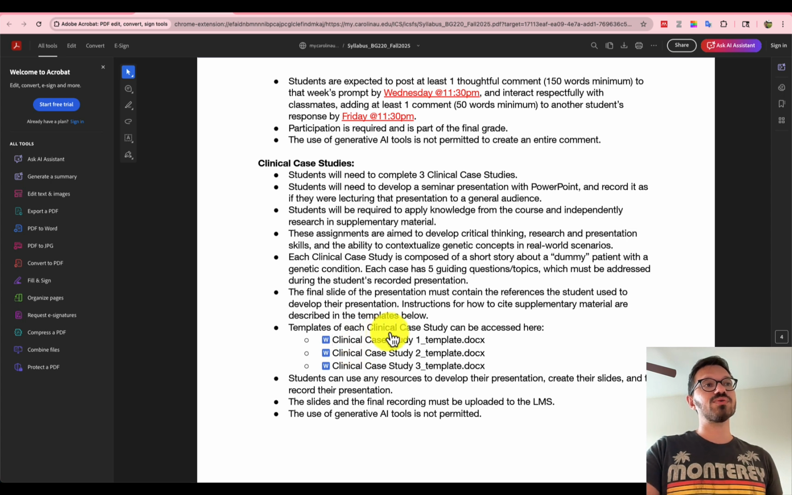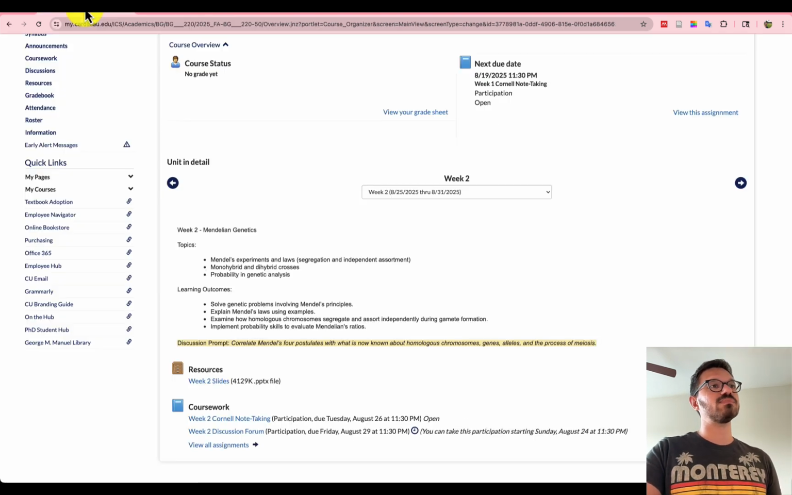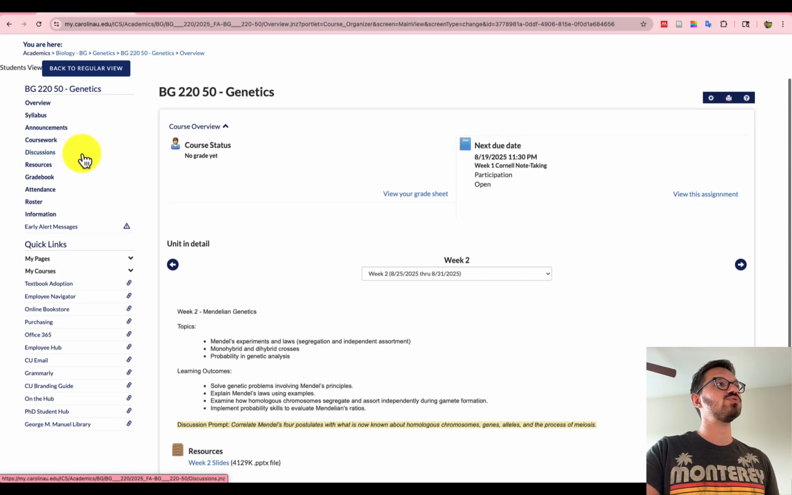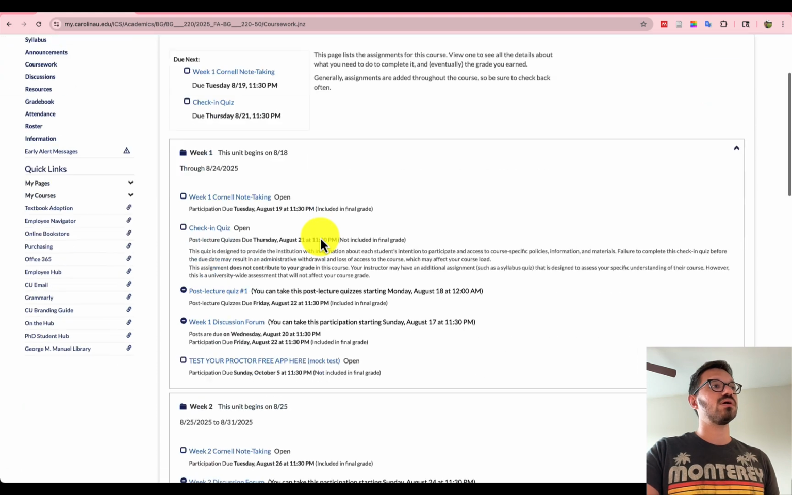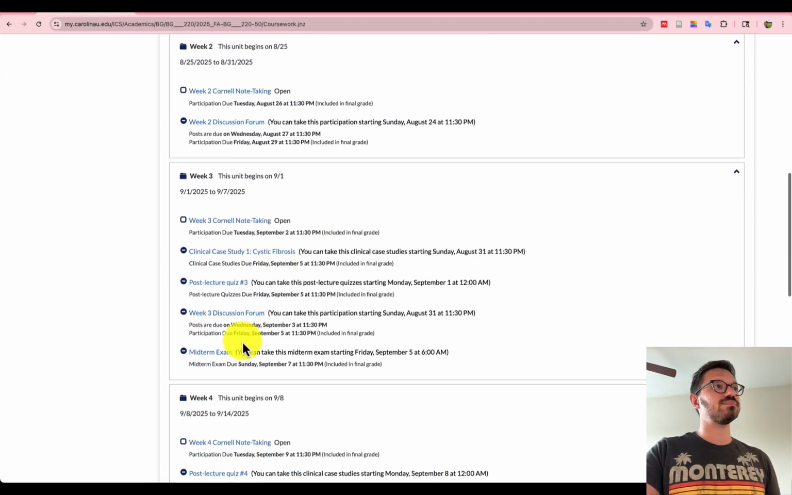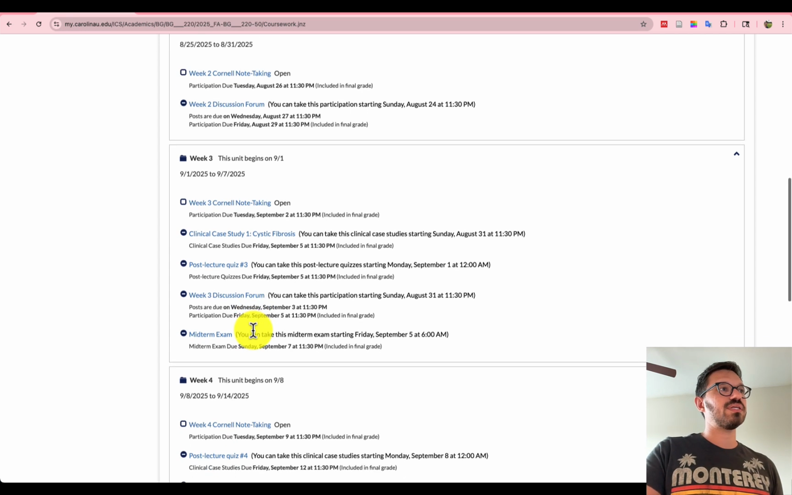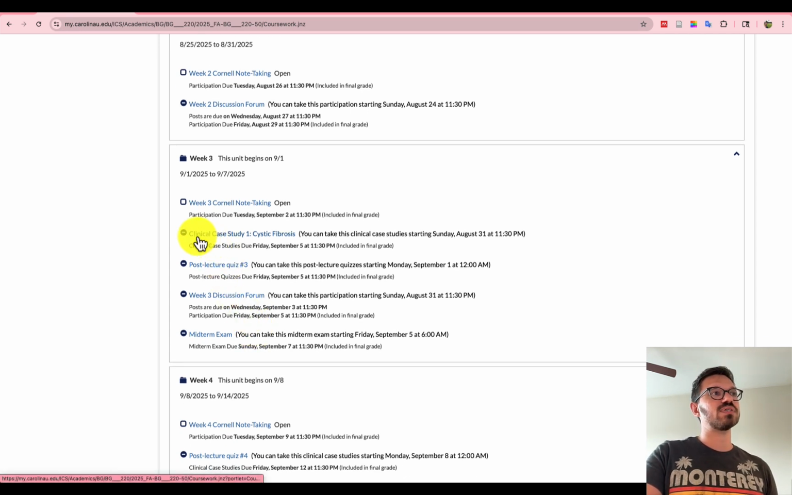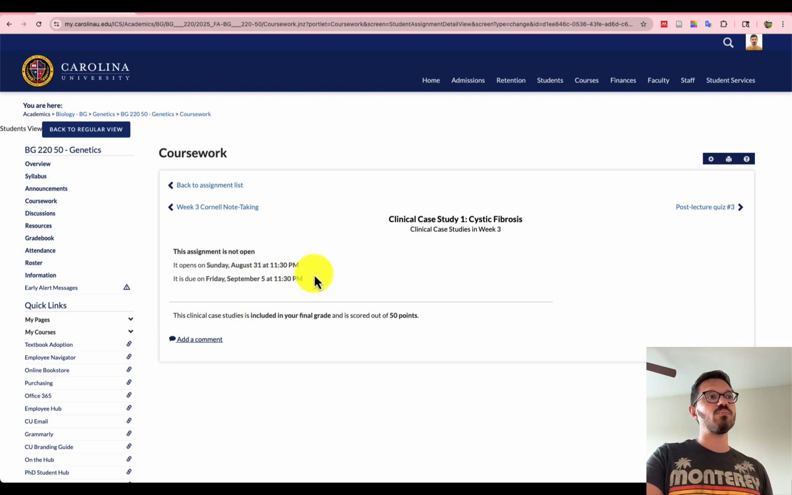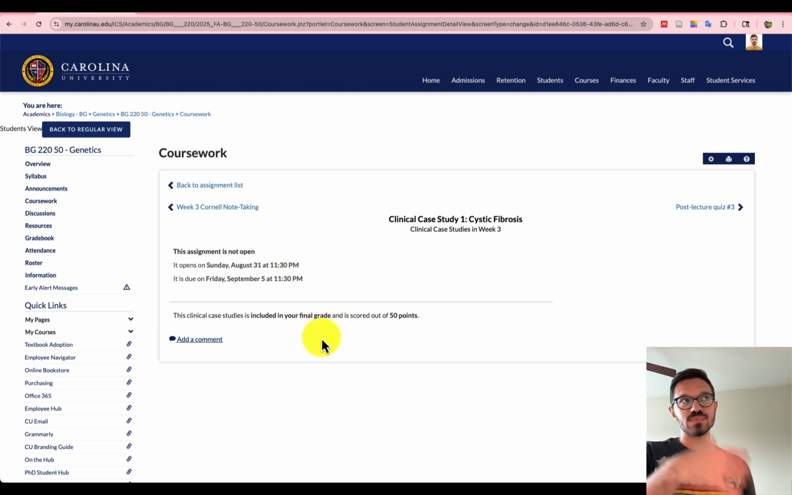But anyways, you can also find these templates when you go to, for instance, the week that assignment is due. For instance, we have clinical case number 1 here, and when it opens you will be able to see the Word document that explains that clinical case.